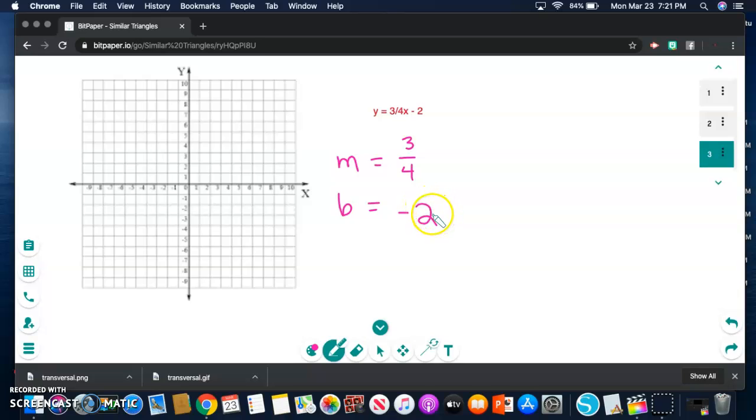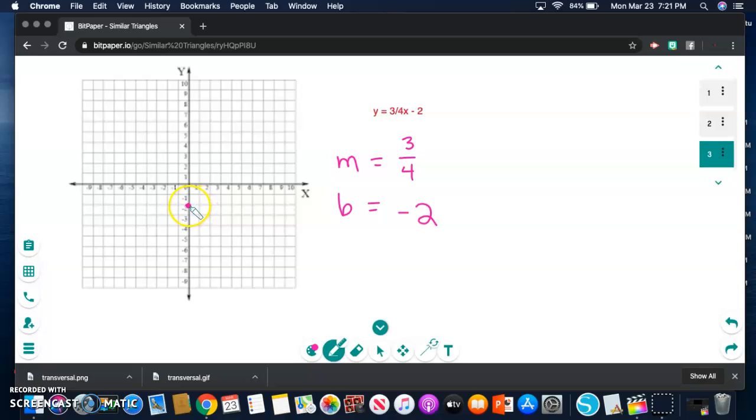So you have a y-intercept of negative 2, so we're going to start at the origin, and we're going to go down 2 units because our y-intercept is negative, so we're going to go down 1, 2. And we're going to plot our point. Then we have our slope. Our rise is 3 and our run is 4.